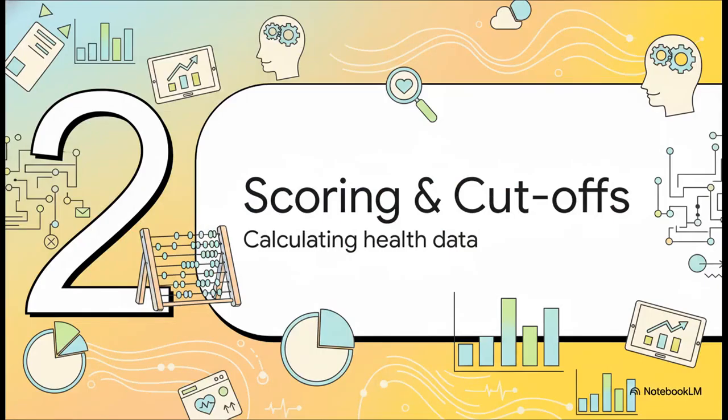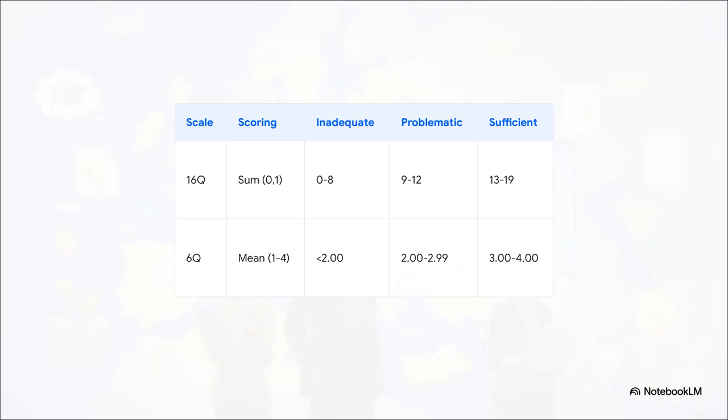Moving to Section 2, scoring and cutoff criteria. Let's see how we actually calculate this health data. As we reduce the item count, the mathematical foundation of our scoring shifts pretty significantly. The 16Q uses a dichotomous scoring method, meaning responses are strictly categorized as either 0 or 1. This gives you a sum score ranging from 0 to 19.